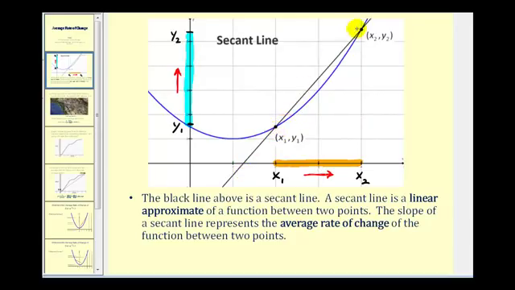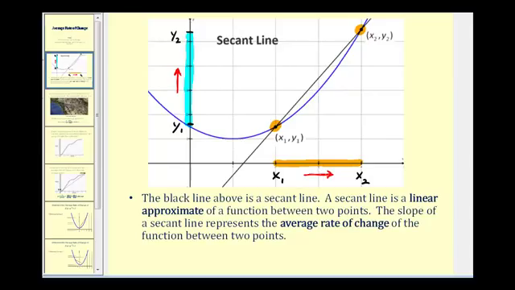A secant line is a linear approximation of a function between 2 points. So in this graph, this is our first point and this is our second point. The slope of the secant line represents the average rate of change of the function between these 2 points.